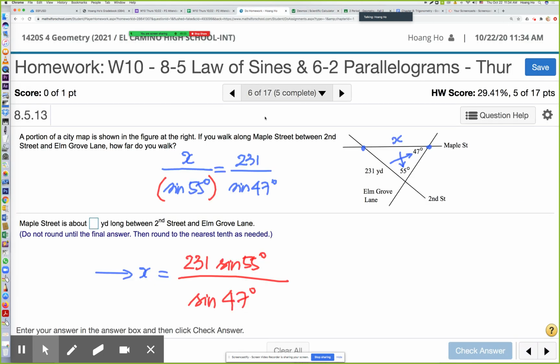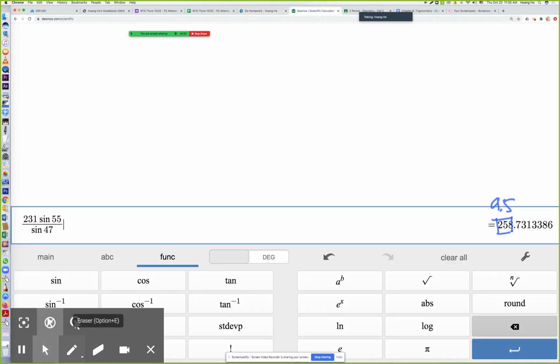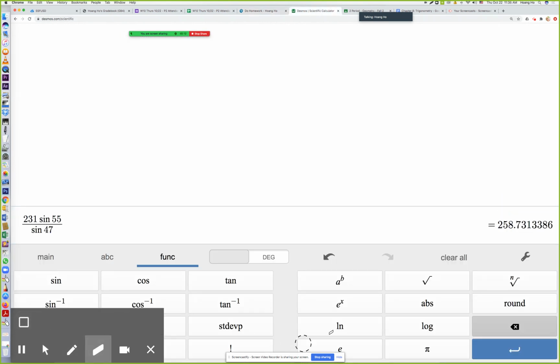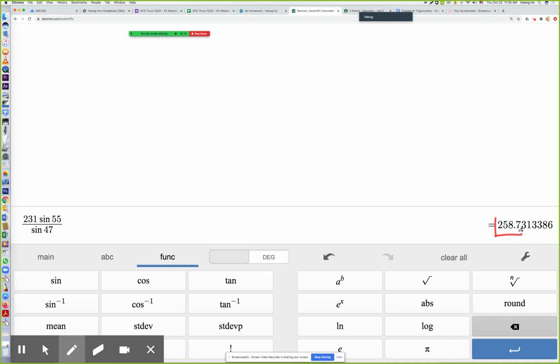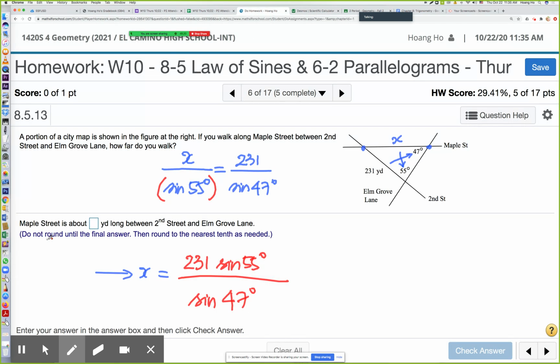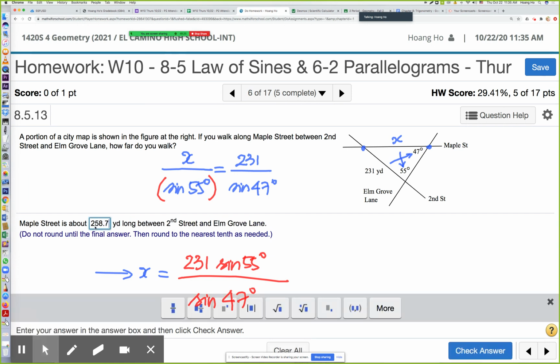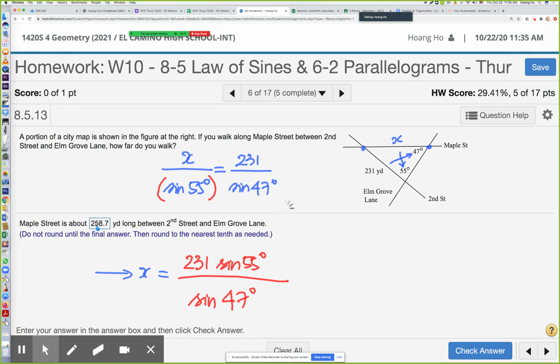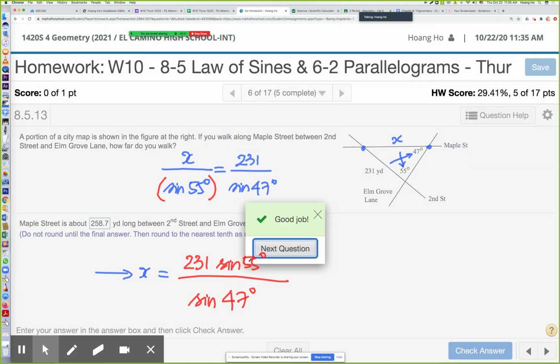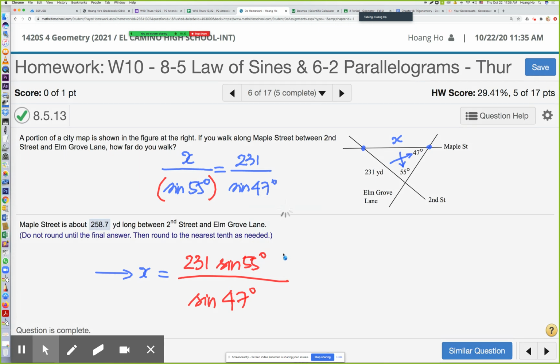All right. I make sure I check the requirement, nearest tenth. So 1 decimal. So it means 258.7. Okay, 258.7. That's it, and then I'm done. All right, next question over here.